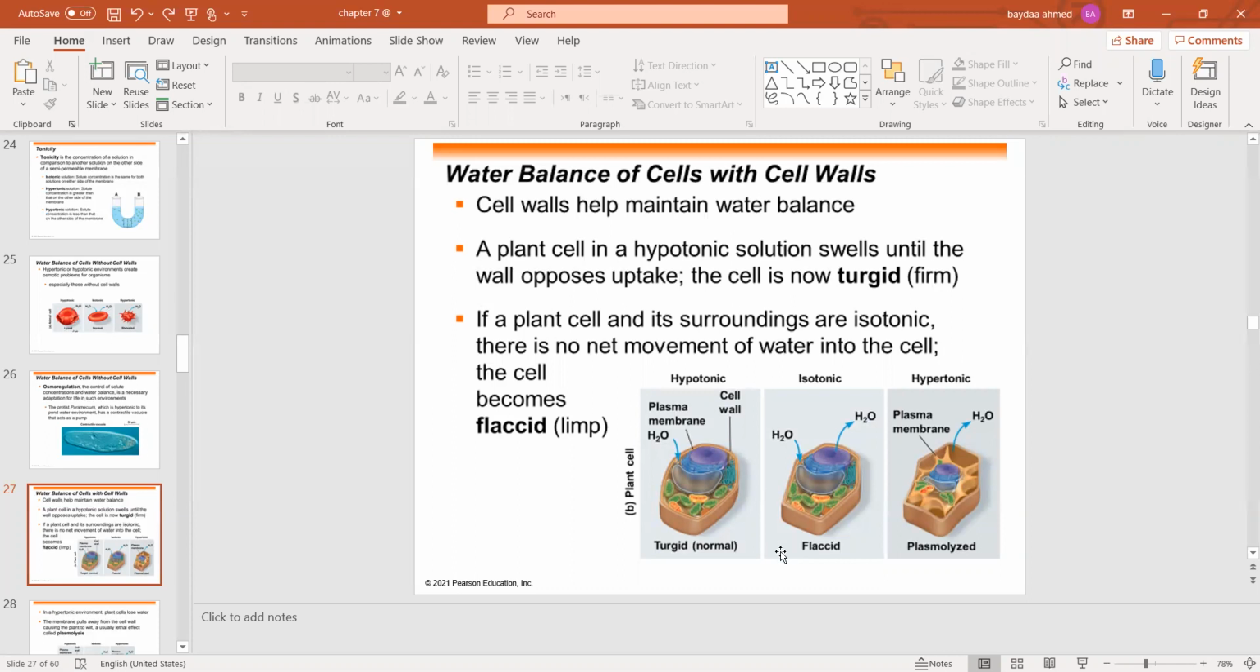Plants that are not woody, such as most house plants, depend for mechanical support on cells kept turgid by a surrounding hypotonic solution. If the plant cells and the surroundings are isotonic, there is no net tendency for water to enter, and the cells become flaccid, or limp. The plant will wilt.